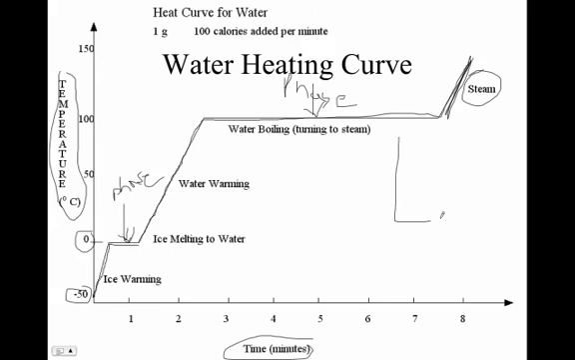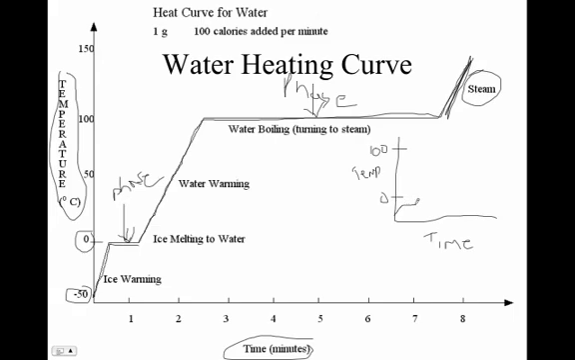So if I draw a little graph here, for example, and this is time, and this is temperature, and this is 0, and this is 100 degrees Celsius. Watch what a heating curve might look like for salt water.